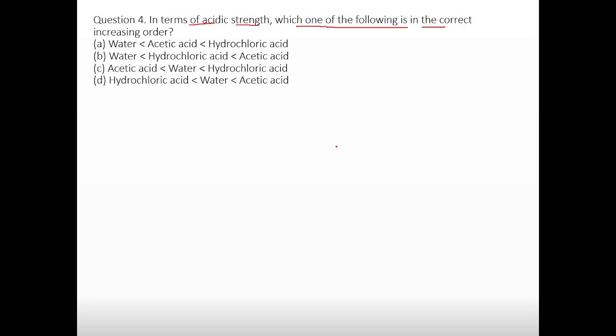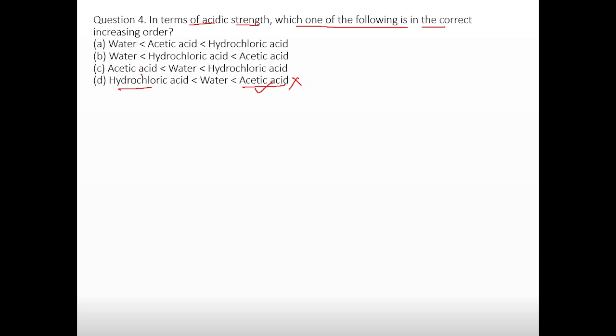First option, or let's start with the last option. What is it saying? It is saying hydrochloric acid is the weak one. If you look here, what is written? Hydrochloric acid is the weak one and acetic acid is the strong one. So this is wrong, because we all know acetic acid is a weak acid. So that means this is a wrong statement.